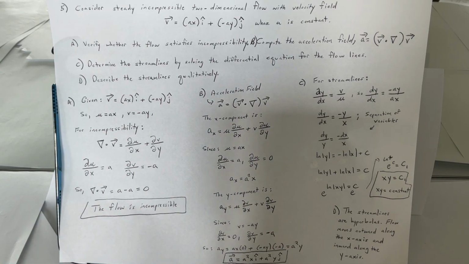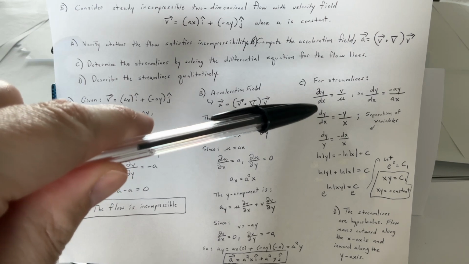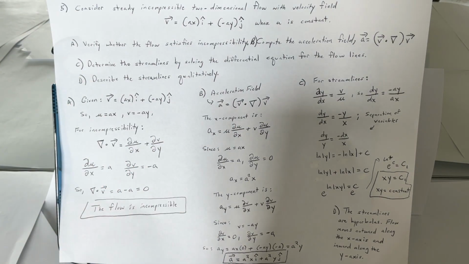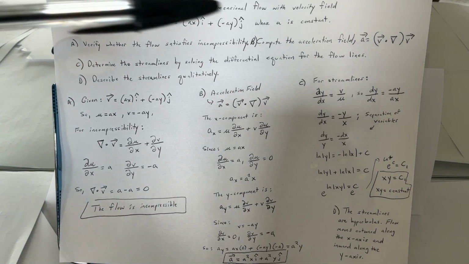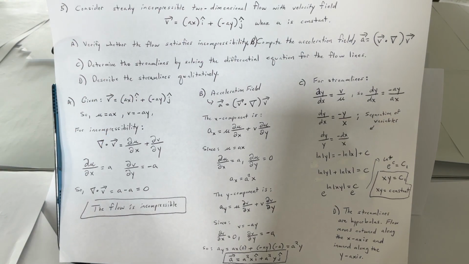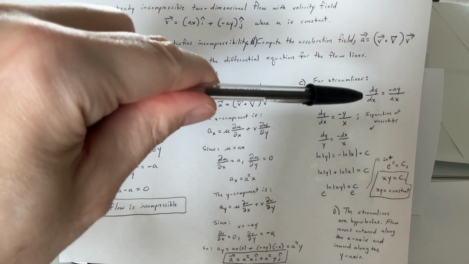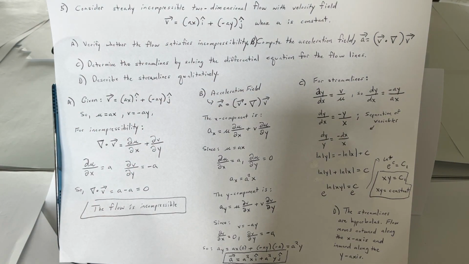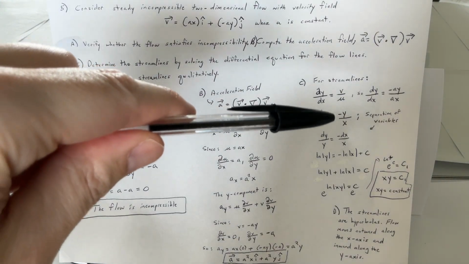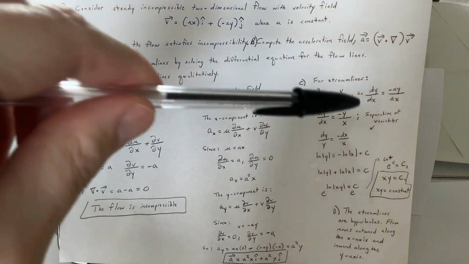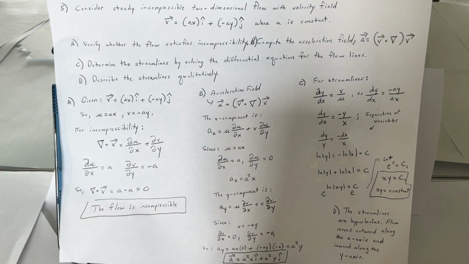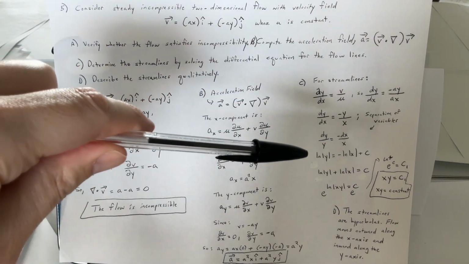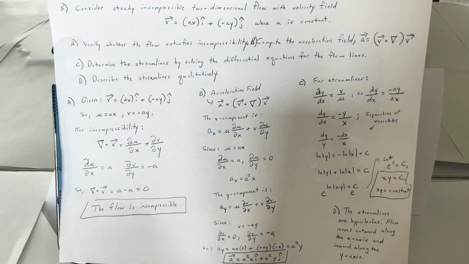Luckily, for these streamlines we have dy/dx equals v over u. Since we already know that v is negative ay and u is ax, we can substitute in terms of x and y. So now we have dy/dx equals negative ay over ax, so dy/dx is negative y over x. Luckily, we can separate the variables using separation of variables. We bring all the y's over to the left, x's over to the right.